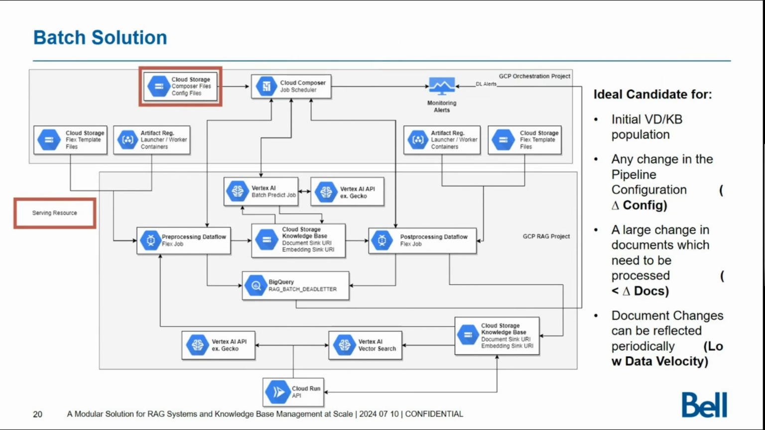as I mentioned, is an ideal candidate for initial vector database and knowledge build, anytime a change to the pipeline configuration is made, or there's a large change in documents which need to be processed. At the topmost level, we have our orchestration project, and the goal of the orchestration project is to orchestrate the pipeline. It contains the orchestrator and common pipeline resources, which are shared between other pipelines. We have our project, which we actually execute the job in, which consists of a pre-processing job. This is the component which houses all the LangChain, our document loading and processing for the knowledge base. An embedding job, a post-processing job, so formatting those embeddings for your correct vector database or your sink, our knowledge base, and our vector database.